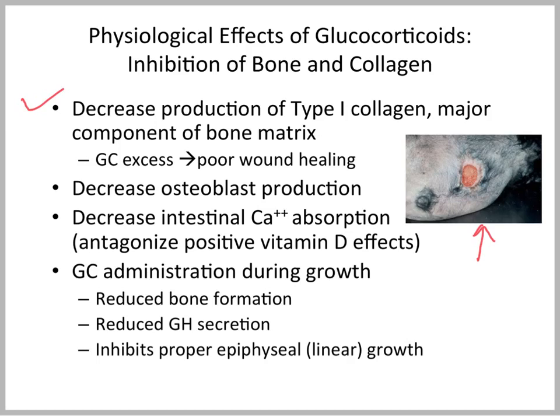Glucocorticoids also decreased the osteoblast production, therefore the deposition of bone is reduced. They decreased intestinal absorption of calcium, basically by antagonizing the positive effects of vitamin D at calcium uptake by the gut. In terms of growth in general, we generally say don't give glucocorticoids to a very young animal because you're going to have this reduced bone formation. You also have reduced growth hormone secretion, and you can inhibit the proper linear growth by essentially leading to slowing or even closing of the epiphyseal plate at too early a time point.